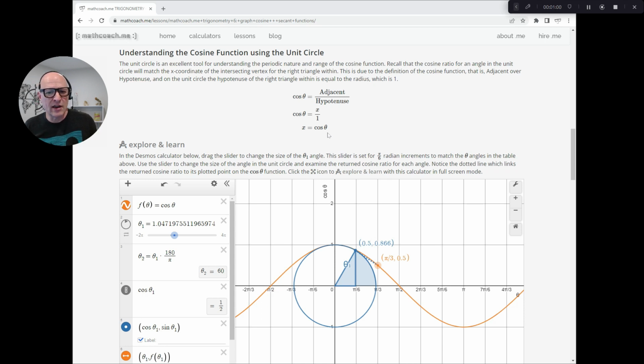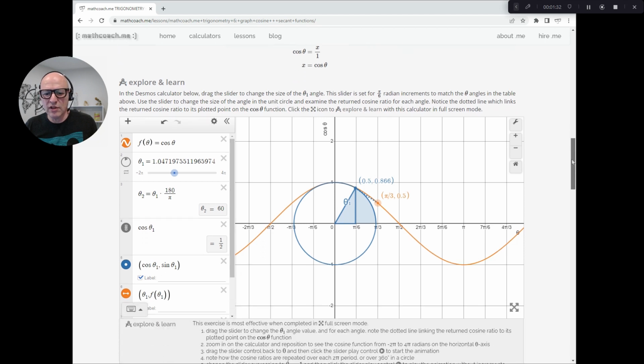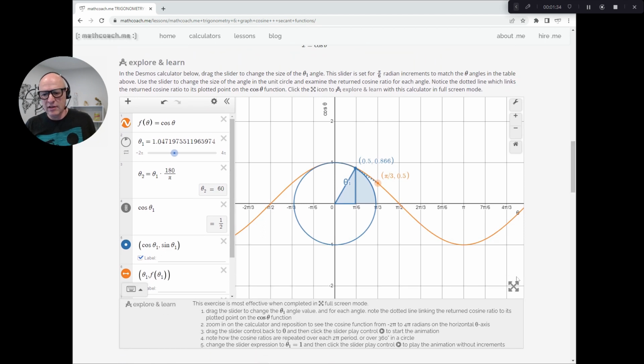Similarly, we can do a calculation where the y value, or the sine of an angle, is equal to the y component over the hypotenuse, which is 1. So y is equal to sine of theta. And that's why we can use this point here to label the coordinates of that intersecting triangle on the unit circle. So cos theta for the x component and sine theta for the y component. Okay, let's explore this in a little bit more detail in full screen.